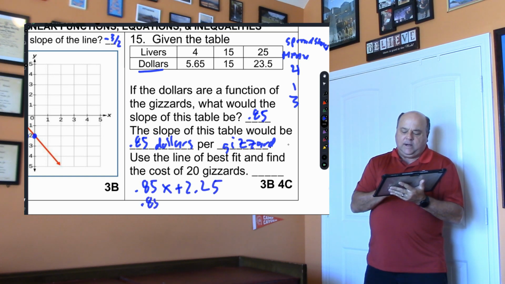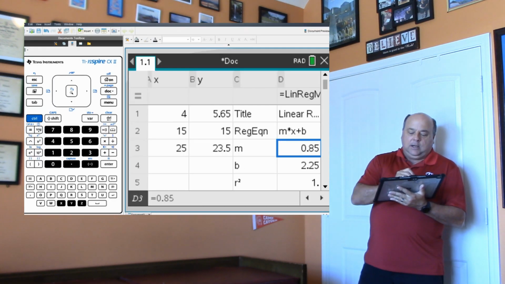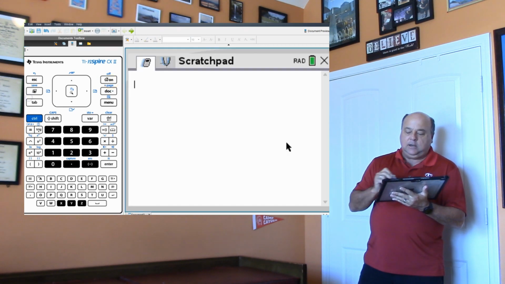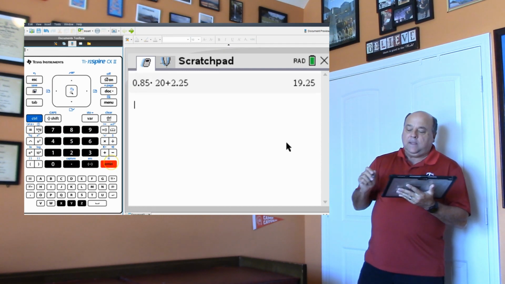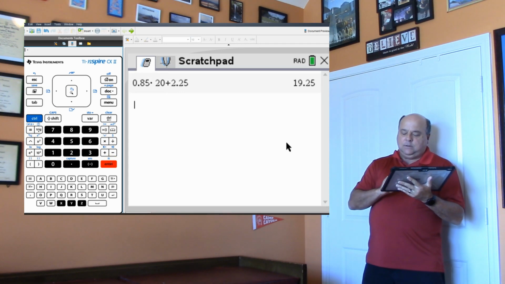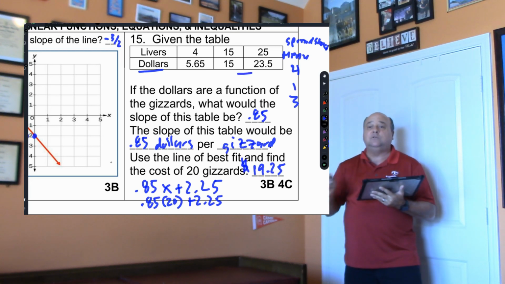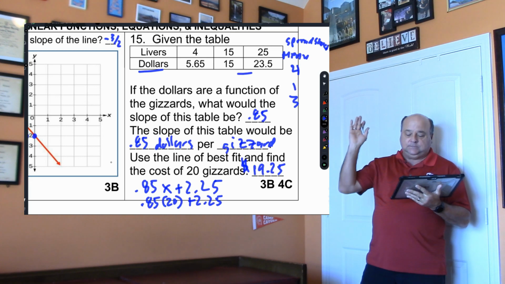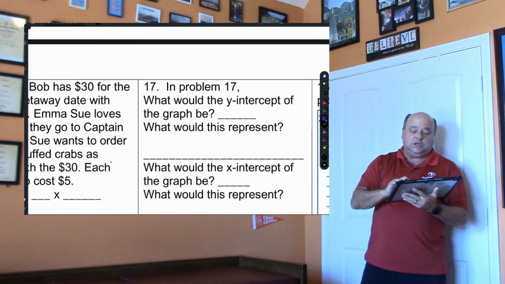So if I were to put 20 in here, I would get my answer. So I'm going to go to the calculator. I'm going to hit home. I'm going to hit A to calculate. And 0.85 times 20 plus 2.25. And I get $19.25. So this right here would cost $19.25 if we went out to 20. Notice it's between those two, so it kind of makes sense, doesn't it? Okay? Continuing on, turn the page.